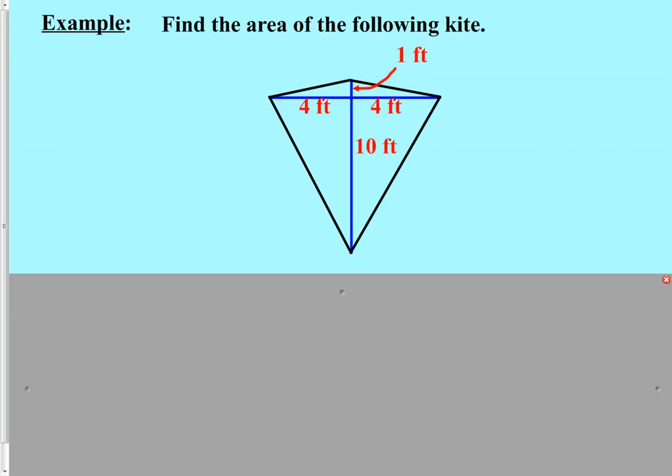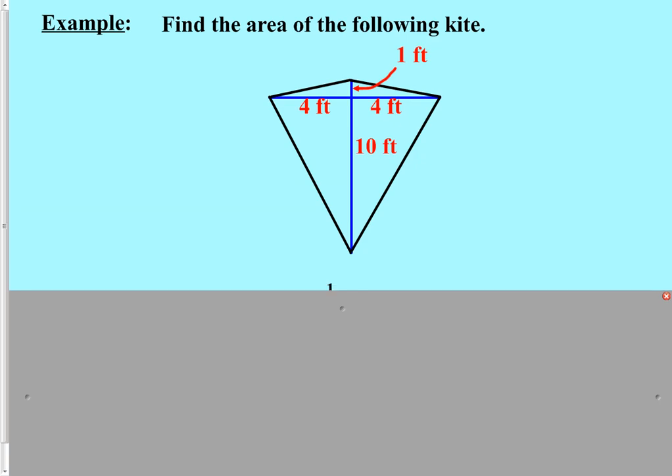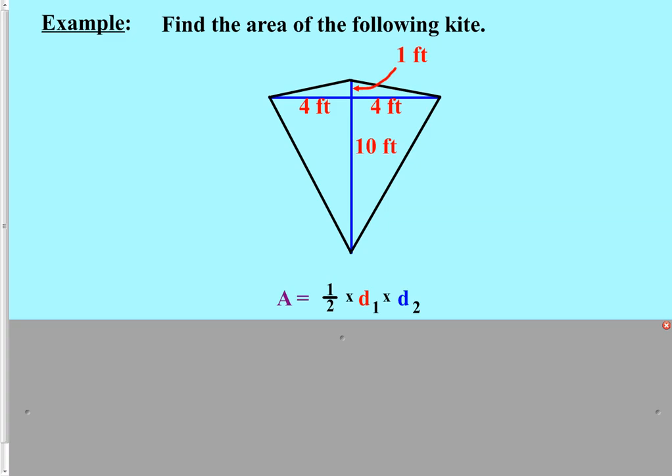So here is a kite, and we're told to find the area. As always, anytime we have a formula, we're going to record that formula and then plug in the necessary information. So I'm going to start off with the diagonal formula that I like, 1/2 times diagonal 1 times diagonal 2. Now, it does not matter which diagonal is which. We just need the two overall lengths.